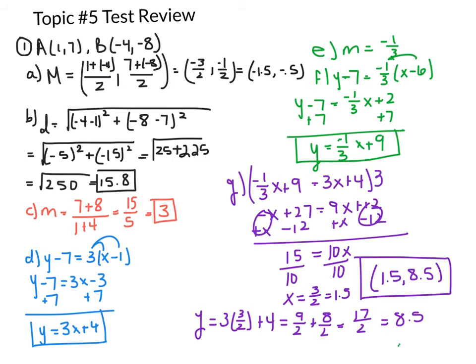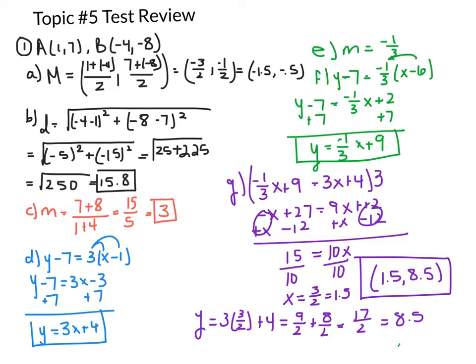So part A asks you to find the midpoint of points A and B, which is just finding the averages of both the x and y coordinates. So add the x coordinates up, divide by 2, add the y coordinates up, divide by 2, you end up with (-3/2, -1/2), or (-1.5, -0.5).